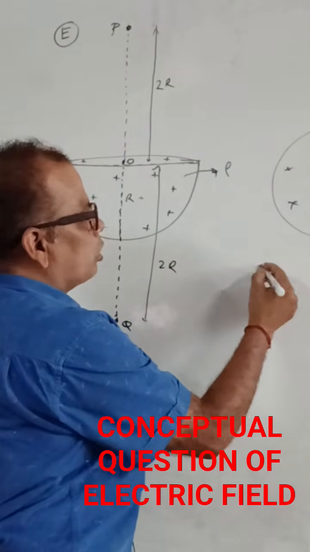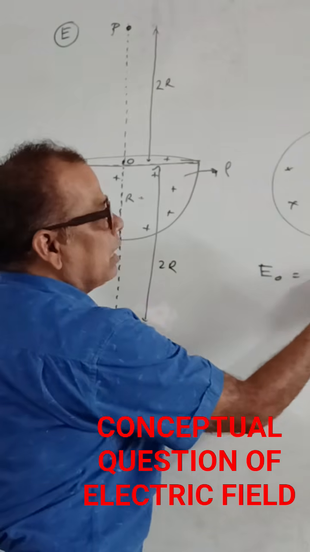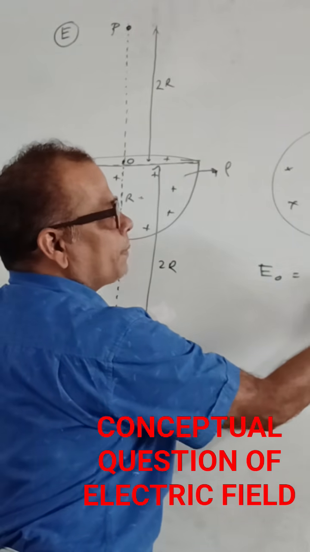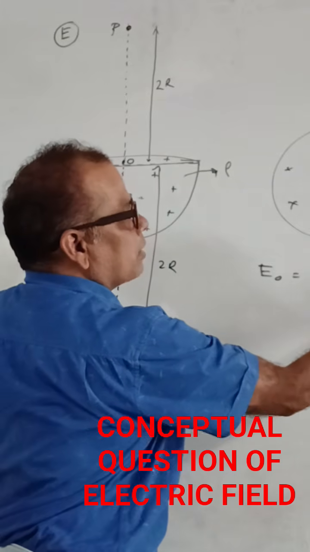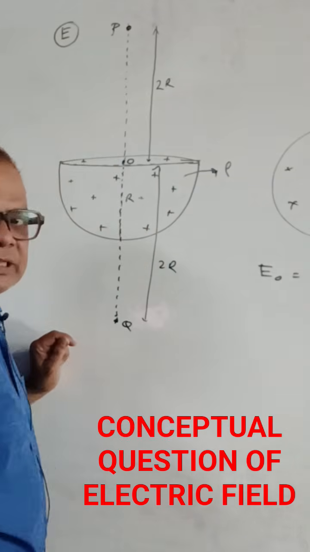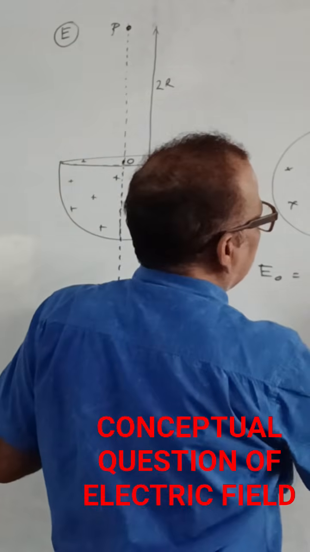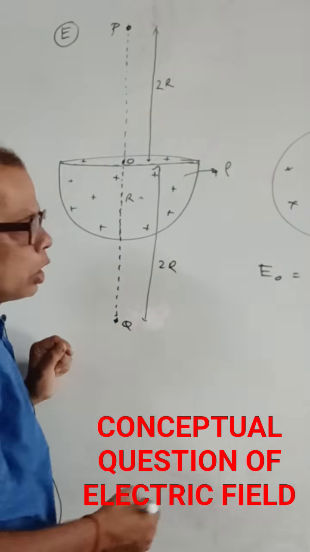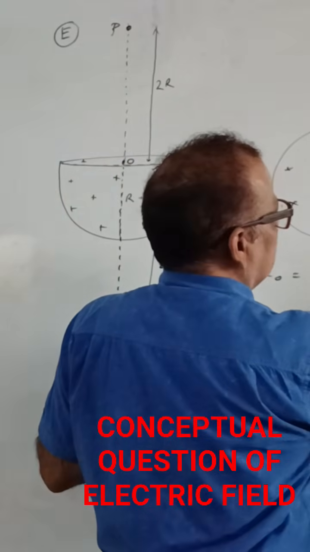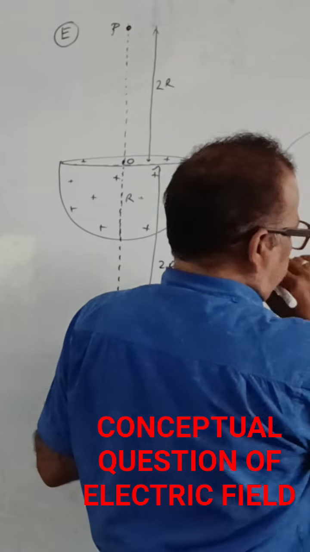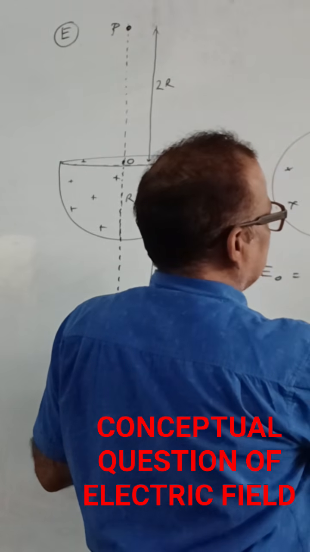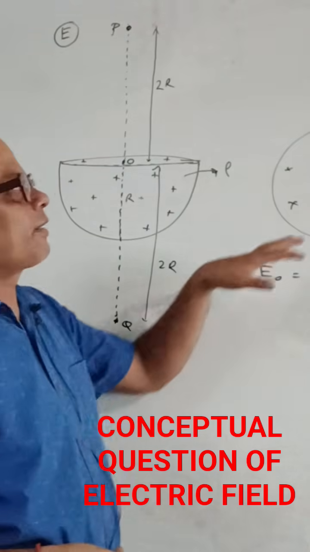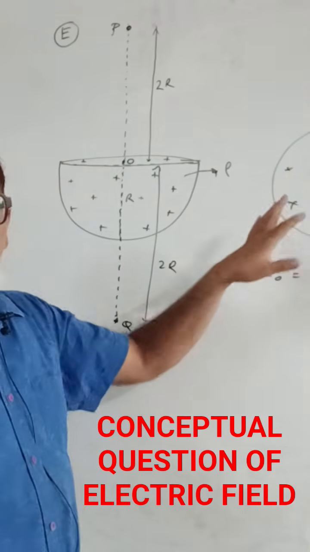So E naught can easily be found. The volume charge density is rho, so rho multiplied by 4/3 pi r cube, this is the complete charge of this complete sphere, divided by 4 pi epsilon naught times 2r whole square. Solving this we will find rho r upon 12 epsilon naught. This is the complete electric field due to the complete sphere.